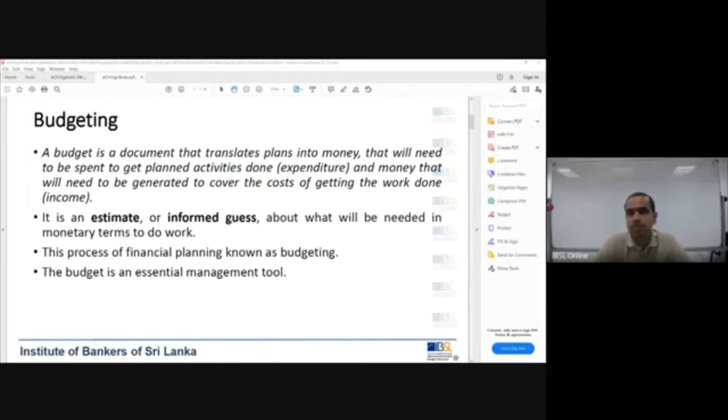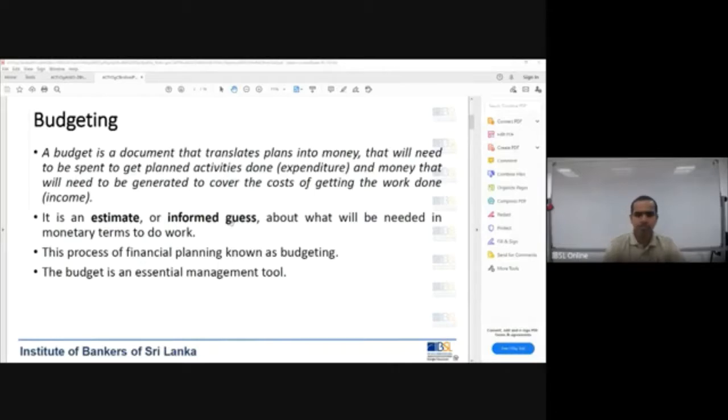Why do you do it? Because you have already budgeted, right? So budget is something which is not new to us. Let's see what the techniques of budgeting. A budget is a document that translates plans into money that will need to be spent to get the planned activities done, and money that will need to be generated to cover the cost of getting the work done. It is an estimate or informed guess about what will be needed in monetary terms to do the work. The process of financial planning is known as budgeting.